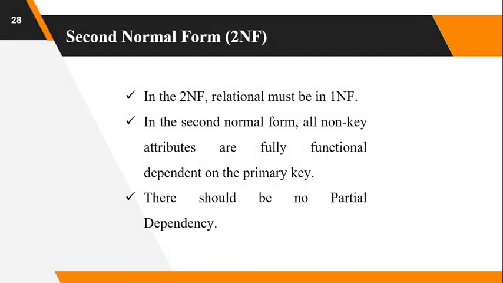Now let's see what is second normal form. The definition is that in the second normal form, a relation must be in 1NF, so it should be in first normal form. All non-key attributes are fully functionally dependent on the primary key, so there should be no partial dependency. A table should be in first normal form and should not have any partial dependency. This is the definition of second normal form.